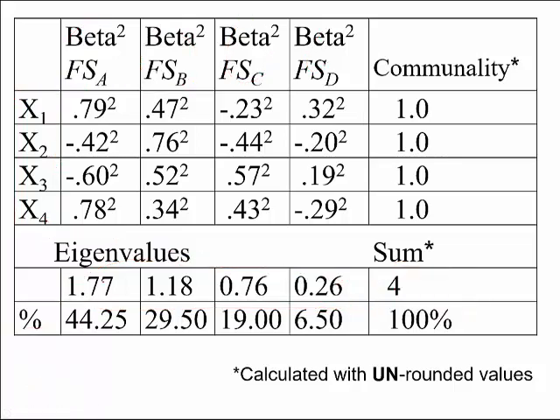And now let's take each eigenvalue and divide by the number of items, divide by 4, to get the percent of variance explained by each factor. We already saw that factor score A explained 44.25% of the variance in my items, and that factor score B explained 29.5% of the variance. And now we see that factor score C explains an additional 19%, and factor score D explains 6.5%.